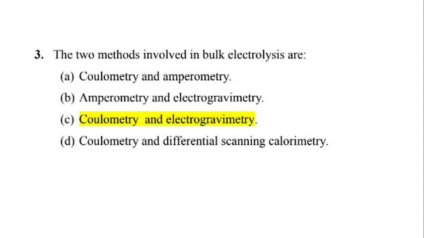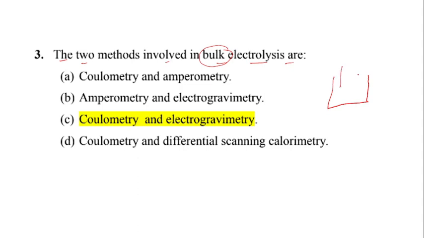Then question number 3. Question number 3 is the 2 methods involved in bulk electrolysis. Bulk electrolysis means you are not going to measure something in part; you are going to electrolyze your whole analyte. That's why it is known as bulk electrolysis. Generally, in bulk electrolysis, a very simple apparatus is used.